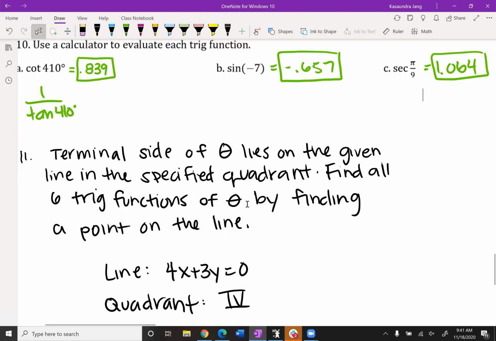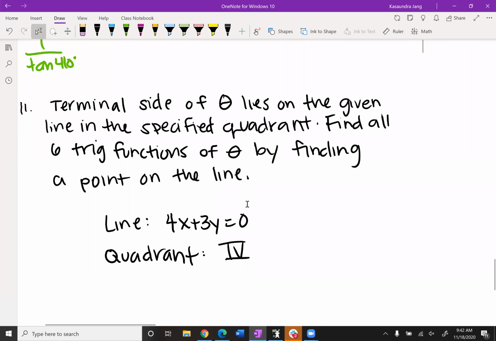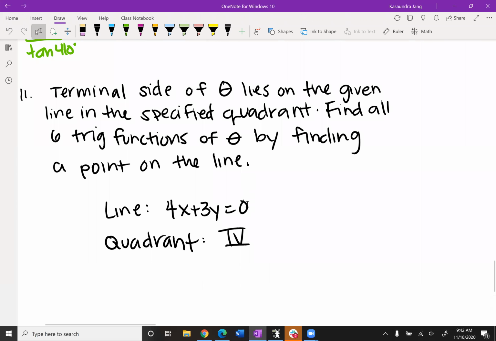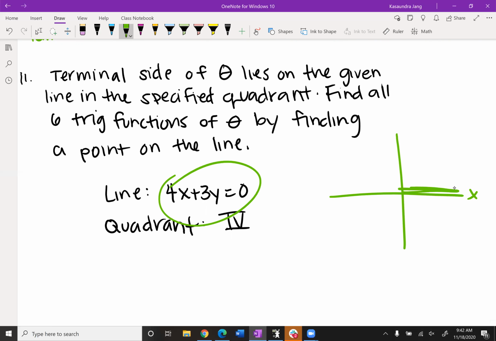Good, I've got this last problem here. This is saying the terminal side of theta lies on the given line in the specified quadrant. So find all the 6 trig functions of theta by finding a point on the line. First of all, what does a terminal side mean? You guys remember that? Where it ends. Terminal terminates. That's where it ends. It starts on the positive x-axis, and then whatever this line is, that's where I'm going to open up and end.